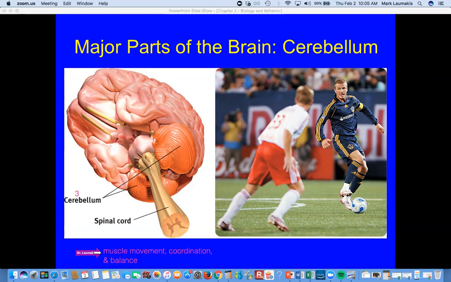So I'll ask you to do things like walk in a straight line, heel to toe, stand on one foot, close your eyes and bring your arms in and touch your nose with your index finger. All those behaviors are about muscle movement, coordination, and balance. If you can't do them, your cerebellum presumably is not working right. If your cerebellum is not working right, it could be because of alcohol intake, okay?